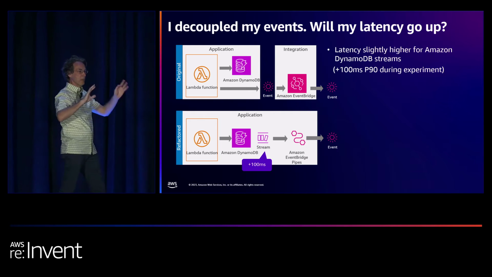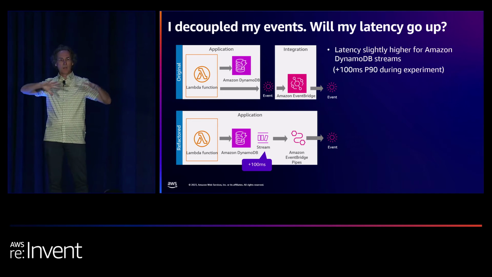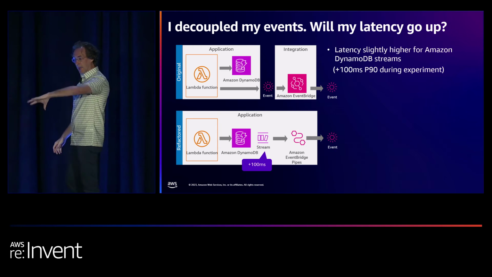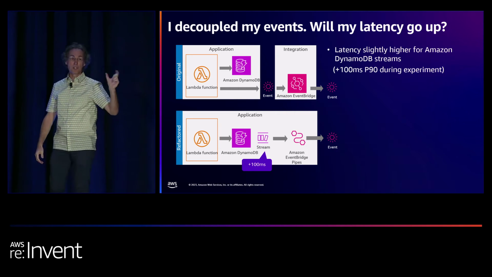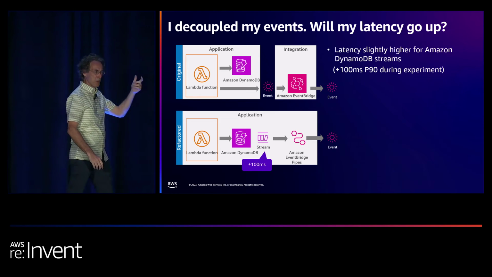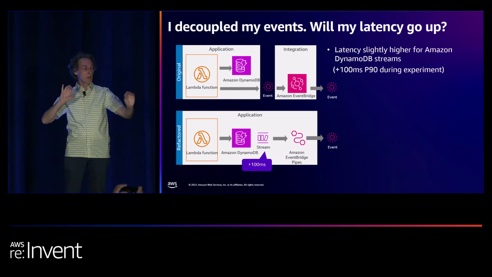Now I've done some very non-scientific experiments, like little demo apps to try this out, and it was about 100 milliseconds that this took. At the same time, keep in mind the Lambda function got shorter. The Lambda function no longer publishes that event. And when I tried that, there was actually also 40 milliseconds. So always look at the big picture.